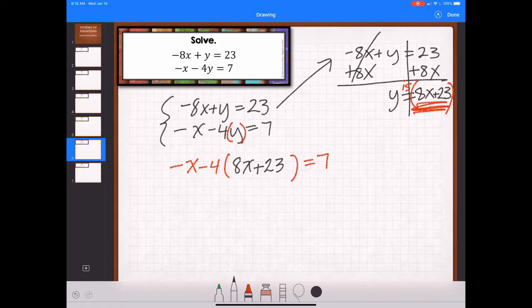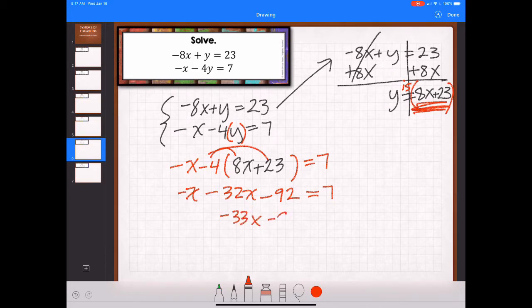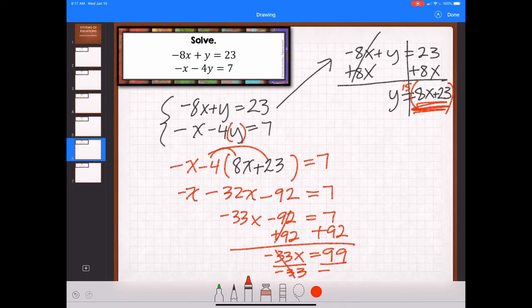And now I'm going to simplify. So negative x, distribute, negative 32x. Negative 4 times positive 23 is negative 92 equals 7. Combine like terms, negative 33x minus 92 equals 7, and then plus 92 plus 92. Negative 33x equals 99, and divide by negative 33. So that gives me x equals negative 3.